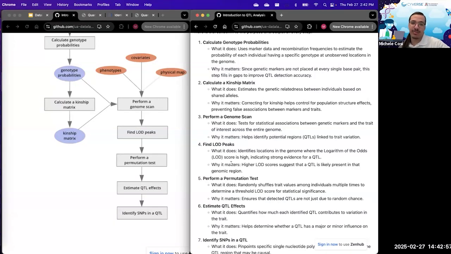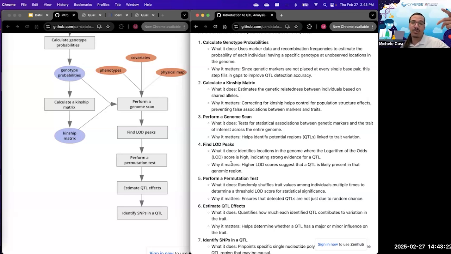The step after that is to perform a permutation test, where it randomly shuffles trait values among individuals multiple times to determine a threshold LOD score for statistical significance. It ensures that detected QTL are not just due to random chance.